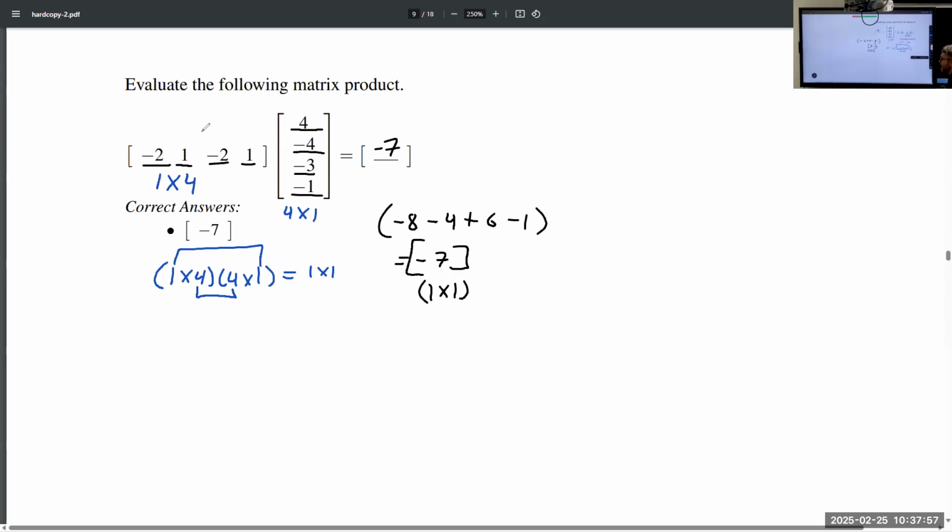So it's row by column. Row by column. All right. Questions about that one?